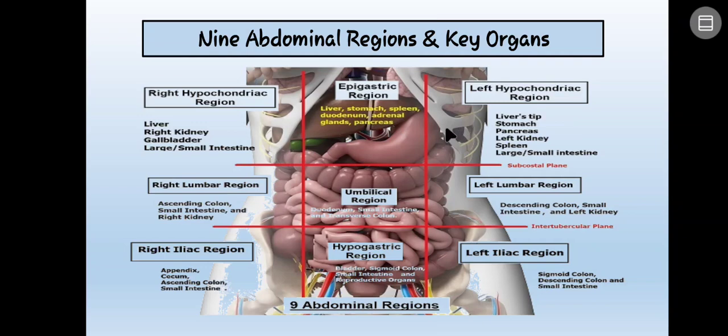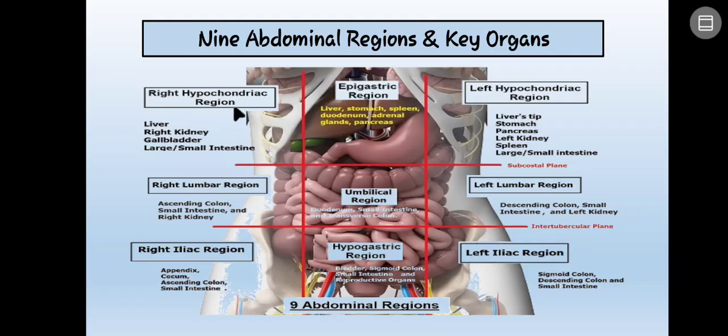So the 9 abdominal regions, how many rows do we have? We have 3 rows: row 1, row 2, and then row 3. Now you go further to identify the regions that are in each of these 3 rows. Row 1, we have 3 regions. Row 2, we have 3 regions. Row 3, we have 3 regions.